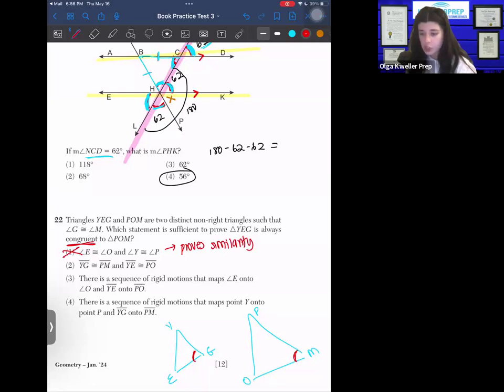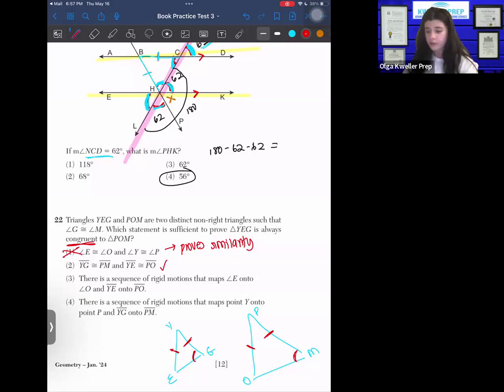we've got YG is equal to PM. Okay, so this side is equal to this side. And YE is equal to PO. Is that enough to prove that it's congruent? So now we have 2 sides are equal and 1 angle. Yeah, correct. I think that that is proving by side angle side. I agree.